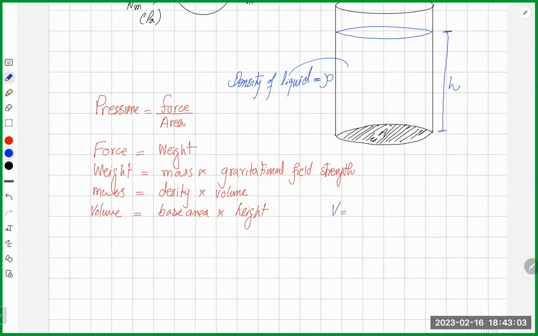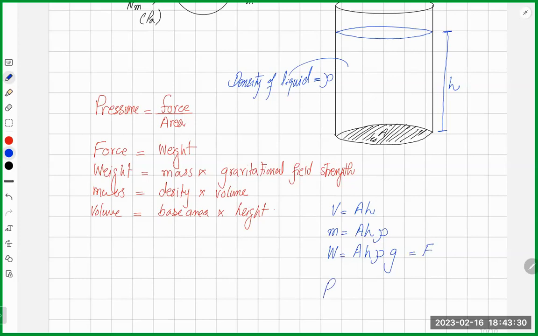Volume equals area into height. Mass equals area into height into density. Weight equals area into height into density into gravitational field strength, which is also equal to force.